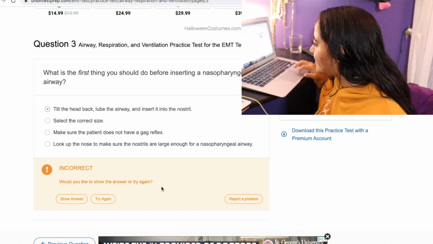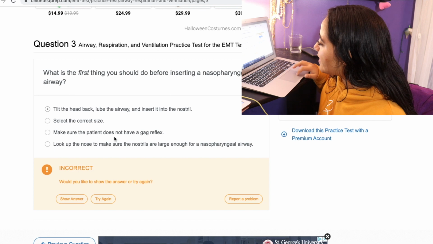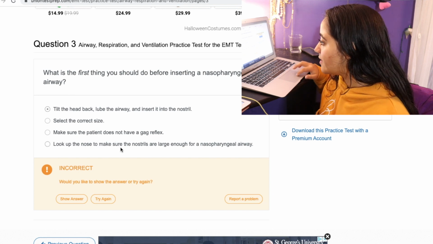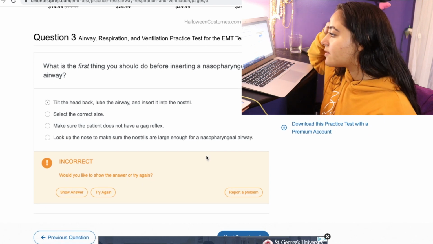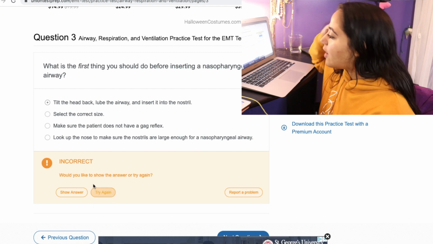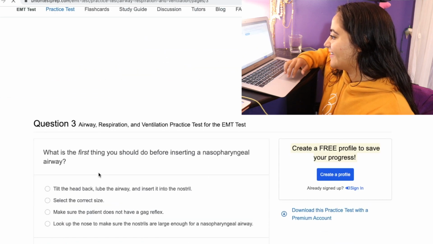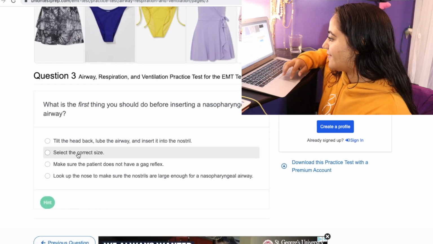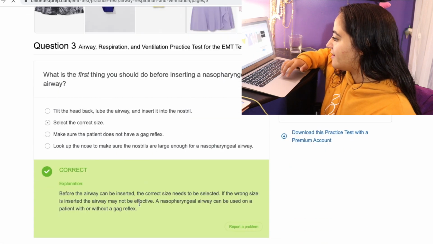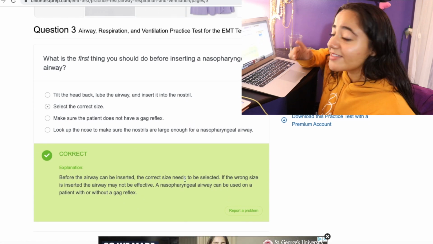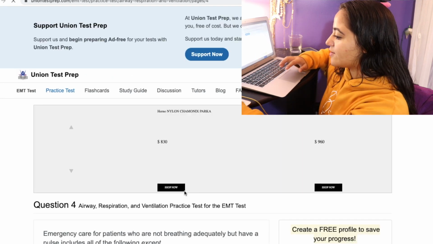Okay. Tilt the head back, lube the airway. Why was that wrong? Select the correct size, make sure the patient does not have the gag reflex. Look up to the nose, make sure the nostrils are large enough for the nasopharyngeal airway. There are different sizes for them. Oh, maybe it's select the correct size. Duh, see? Okay, let's try that one. Wow. That one completely went over my head. Crazy, right? I heard the questions are tricky like this. Okay, next question.